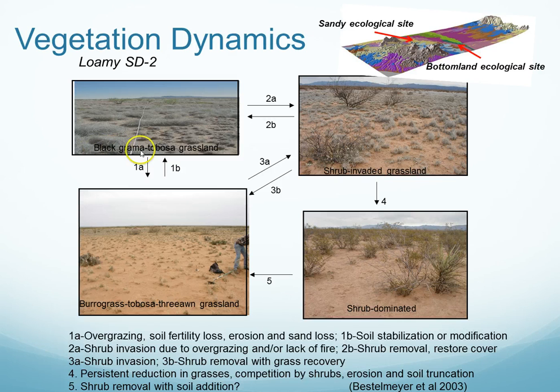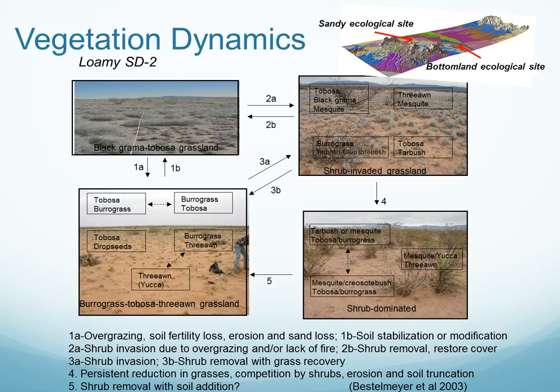We can go from a black grama to Bosa grassland through a transition of overgrazing with associated loss of soil fertility and erosion to a burrow grass to Bosa 3-on grassland. And that is the transition that we see here to this state. On the other hand, if we had shrub invasion and overgrazing, or lack of fire, that would be transition 2A, and that would lead to the shrub invaded grassland state. Now, if we wanted to know what the species of the communities were, we would want to look again at the definitions of the species that are found in these different states.